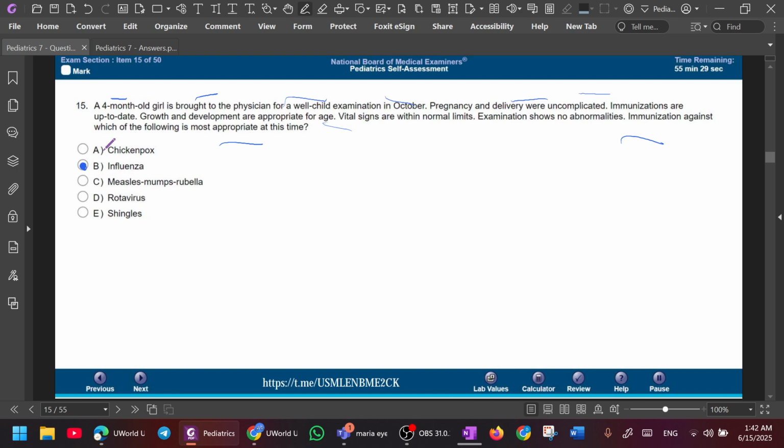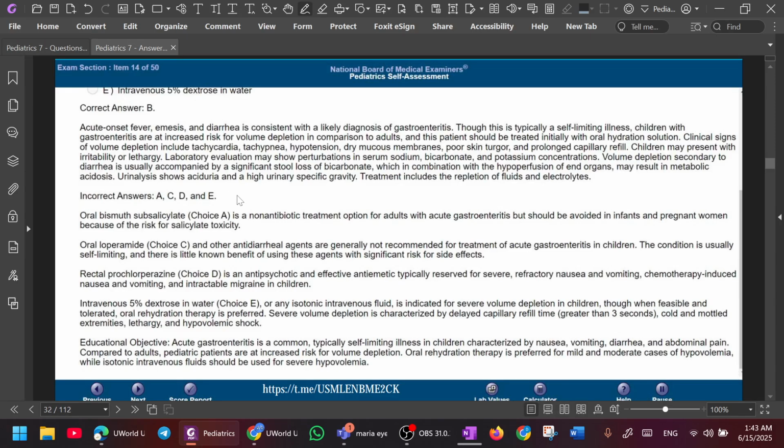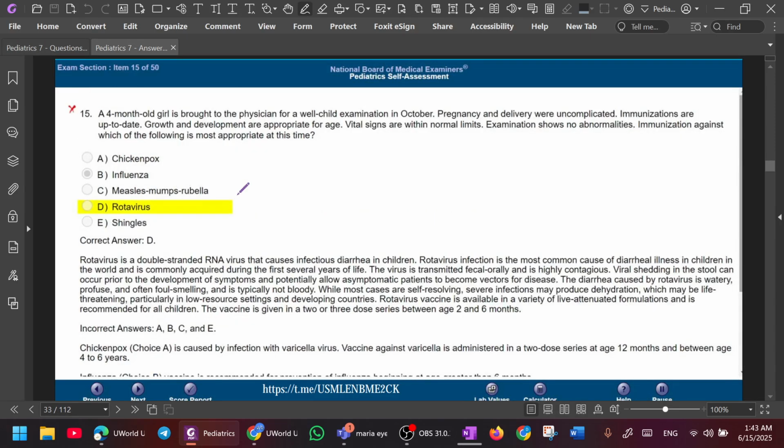Oh, so it's rotavirus. Rotavirus is a double-stranded RNA virus that causes infectious diarrhea in children. Rotavirus infection is the most common cause of diarrheal illness in children in the world and is commonly acquired during the first several years of life. The virus is transmitted fecal-orally and is highly contagious. Viral shedding in the stool can occur prior to development of symptoms and potentially allow asymptomatic patients to become vectors for disease. The diarrhea caused by rotavirus is watery, profuse, and often foul smelling and is typically not bloody.